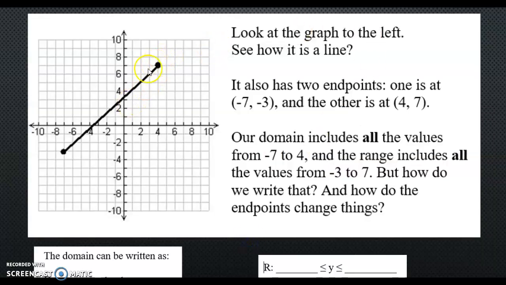So look at this graph on the left. Yes, it's the same one from the previous slide. So you see how it's a line? It also has a beginning and an end. So our domain, our X values, includes all of these values from right here at -7 to +4. Our X is anything on those values, and our range is anywhere from -3 all the way up to +7. So how would you write that?